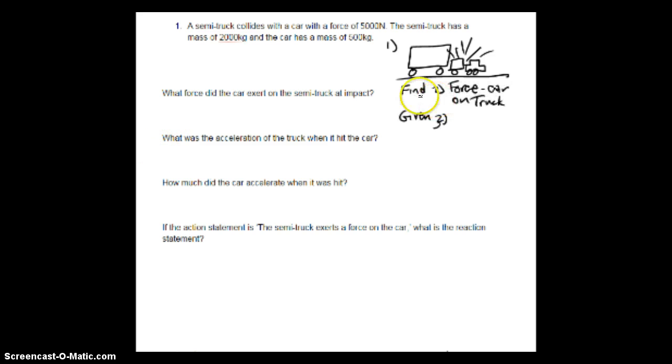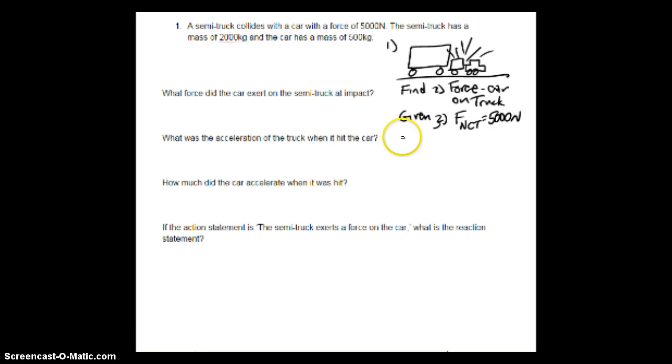Let's go through our steps. Okay, so for this first one, we want to find the force of the car on the truck. What are our givens? We know that the force of the collision, the force of the crash, is a normal force. Force normal on the car from the truck is 5,000 newtons.